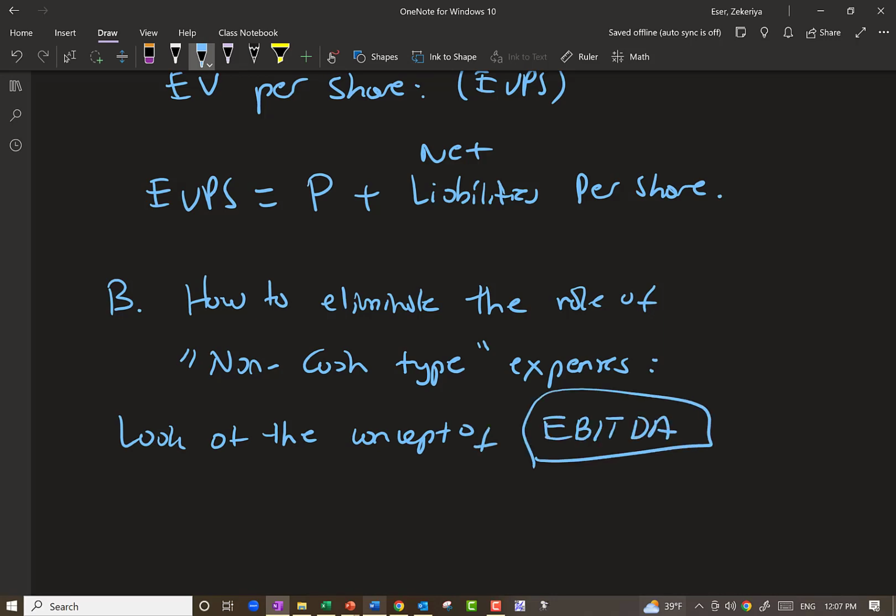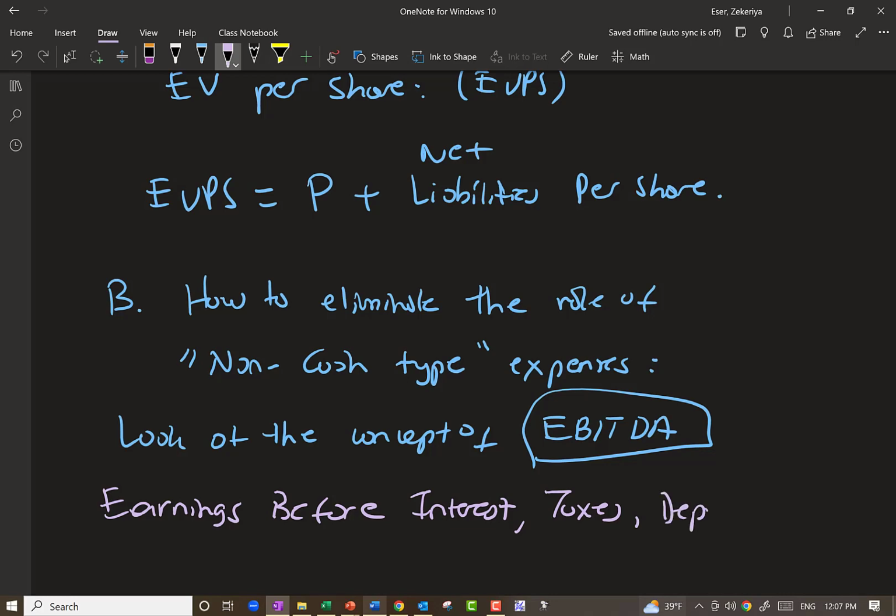EBITDA, which is short for, let me use a different color. Earnings before interest, taxes, depreciation, and amortization.